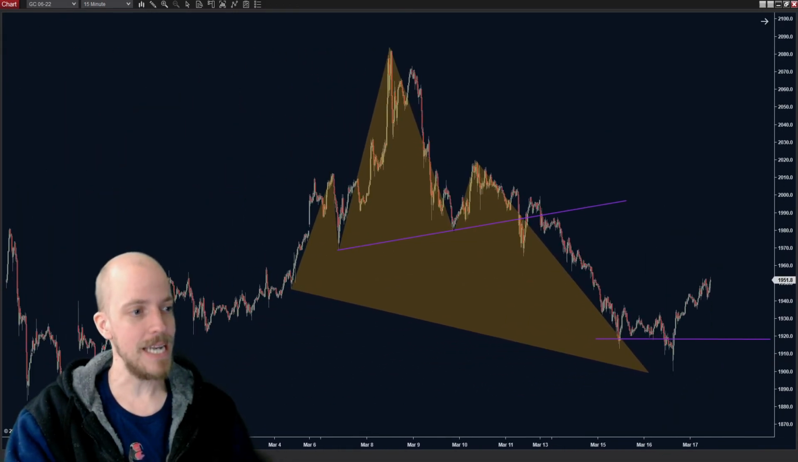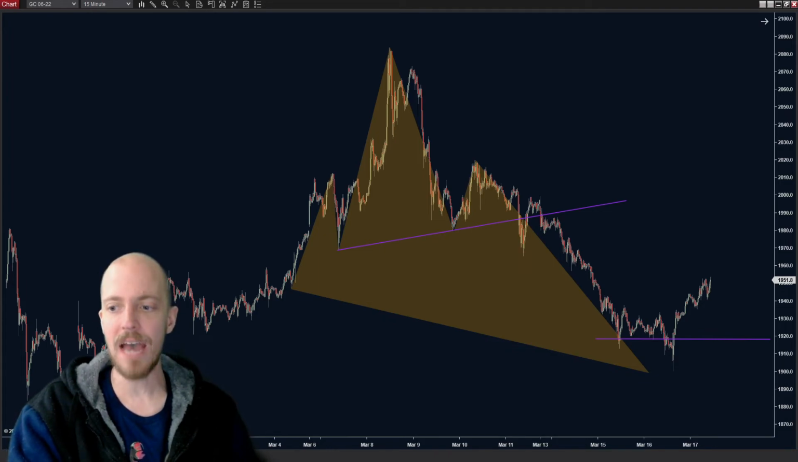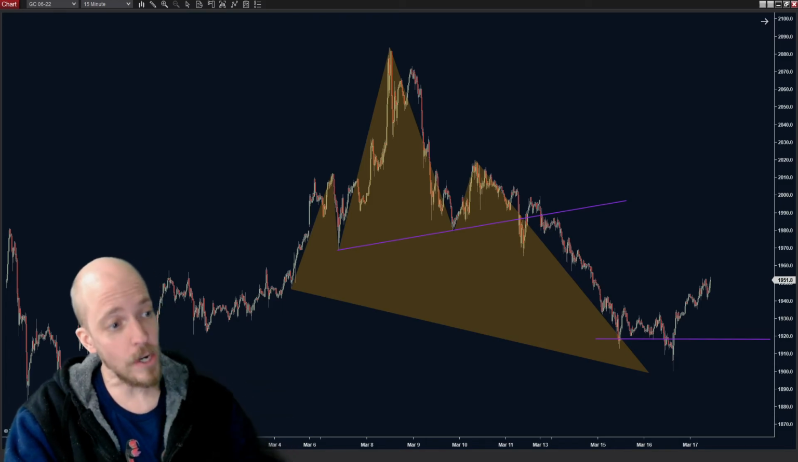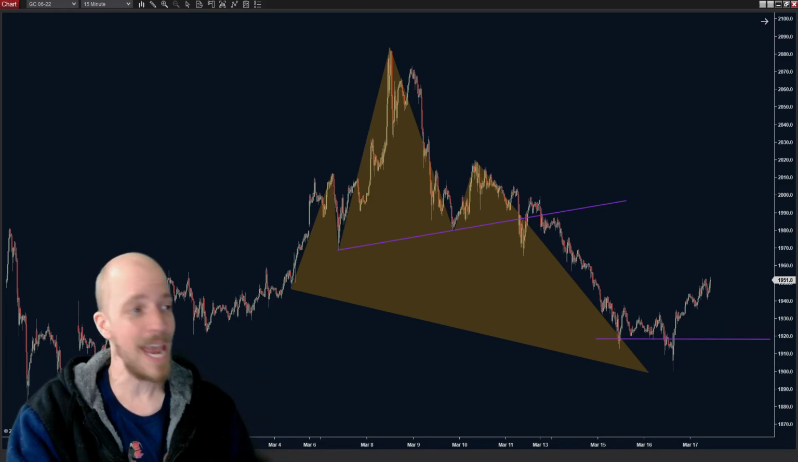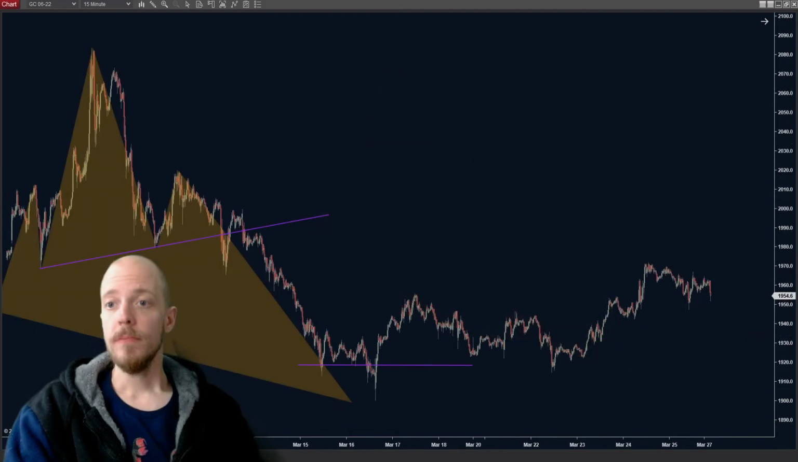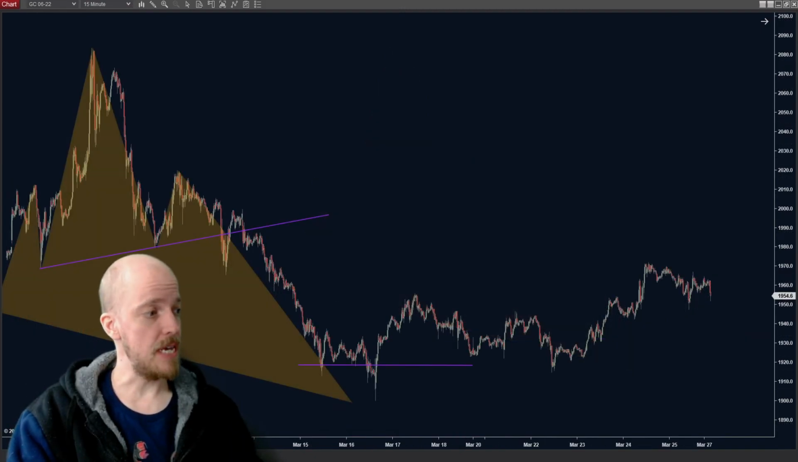But if we go back to the neckline, it was a beautiful break. It hit the first objective on the shallower side. It did everything it needed to do. It even offered up a breakout pullback. I mean, you can't ask for a better setup. So hopefully this helps you understand really all of the different nuances to Head and Shoulders patterns.